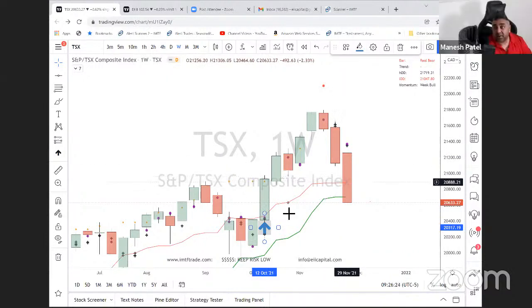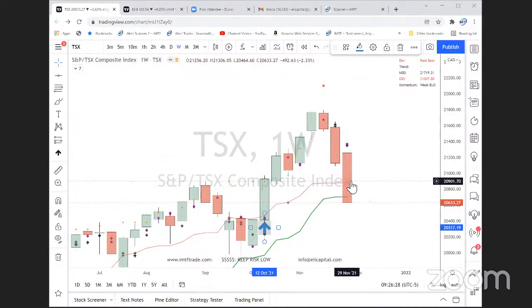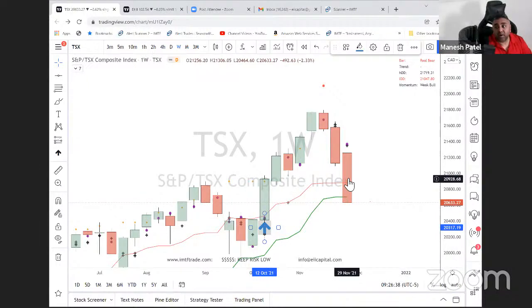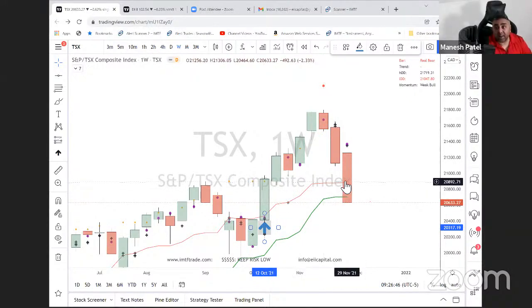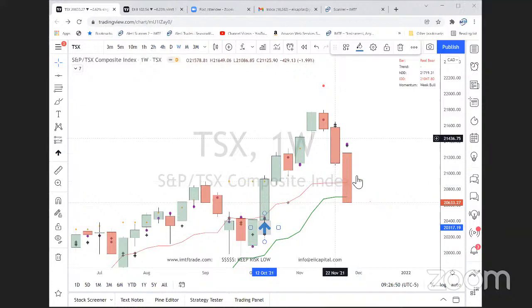But we also killed the timing element now too, didn't we? Is that a live bar? It's a live bar. This is Friday's bar. The market still hasn't opened up in Canada. So last week we ended the timing element, didn't we? Not only that, but we have two real bearish bars, don't we?